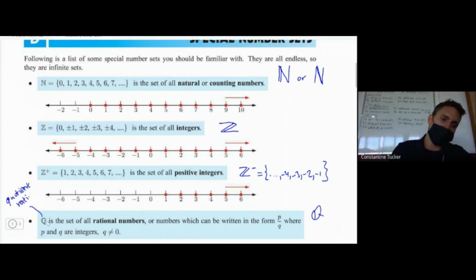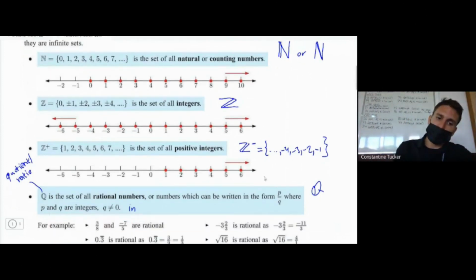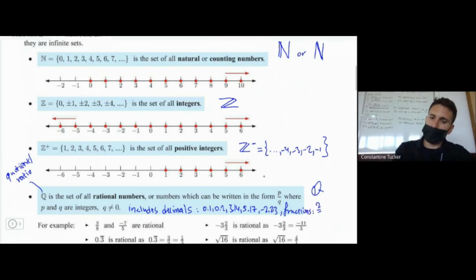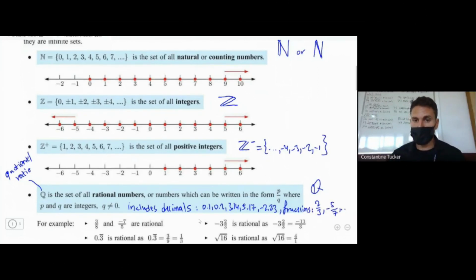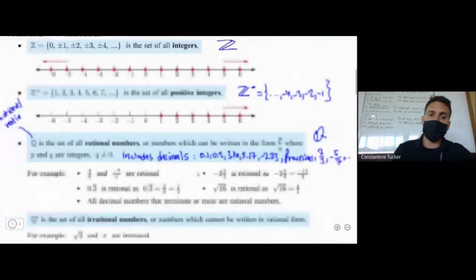And this Q means that we have all the whole numbers we had before, but also any fractions or decimals. So this Q includes decimals like 0.1, 0.2, 3.14, 5.17, -2.23, and it includes fractions, like 2/3 or -5/7, etc. But you also have one special group in here, which you might be a little bit surprised about. This would be recurring decimals.